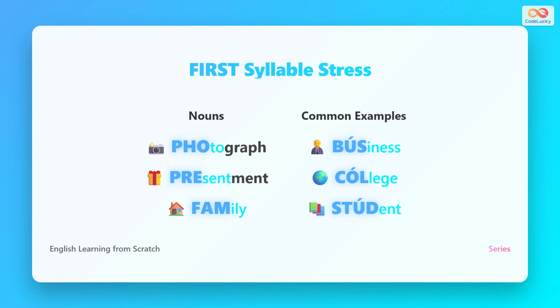Many nouns and common words follow the first syllable stress pattern. The first syllable gets the emphasis. For example, photograph, PHOtograph. The stress falls on pho. Other examples include present, family, business, college, and student, all of which follow this pattern. When you see a noun with three syllables, try stressing the first syllable.